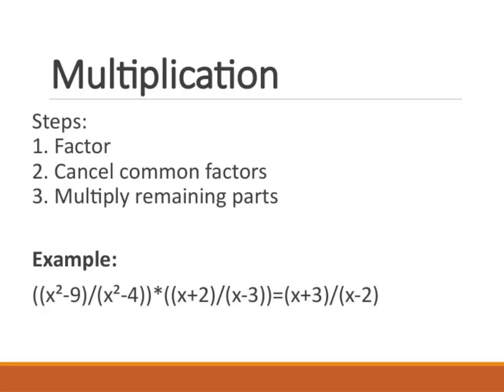Let's break down the steps for multiplying rational expressions. First, we factor each part. That means rewriting expressions as products of simpler terms. Next, we cancel any common factors that appear in both the numerator and denominator. Finally, we multiply what's left across the numerators and denominators.